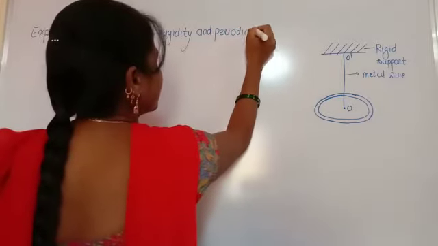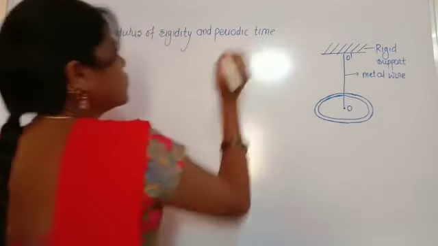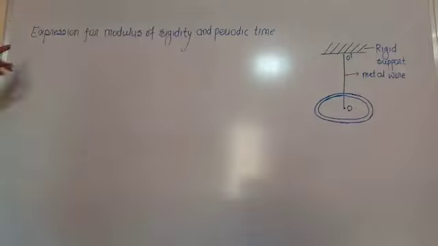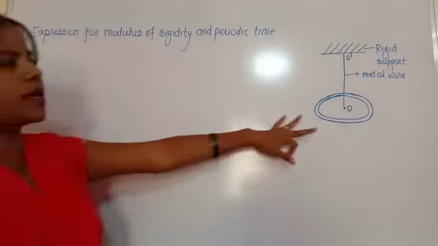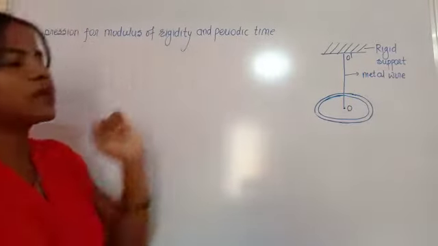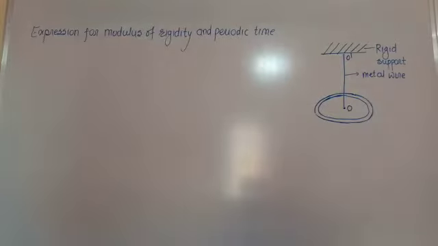And the periodic time of a torsional pendulum. Okay, so we have to calculate the modulus of rigidity by using this diagram and the periodic time of the torsional pendulum. So that's why I consider a solid disc of mass m.